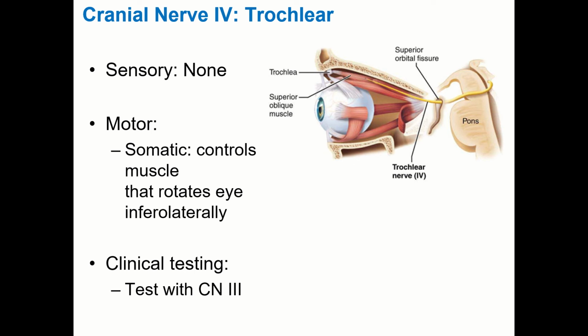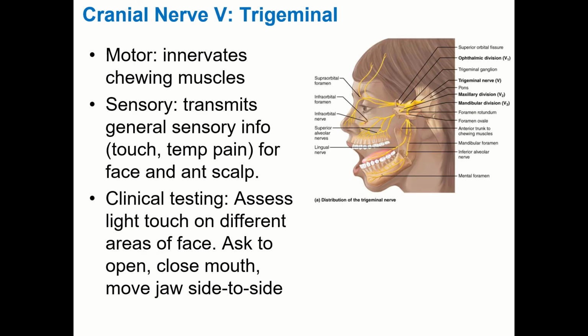So on the clinical testing here, we're going to test it with cranial nerve 3, the oculomotor nerve, because those control the voluntary muscles of the eyeballs, and so they allow us to move our eyes up and down, side to side, etc. So the nerves that control the extrinsic muscles of the eyes are broken up here by the trigeminal nerve.